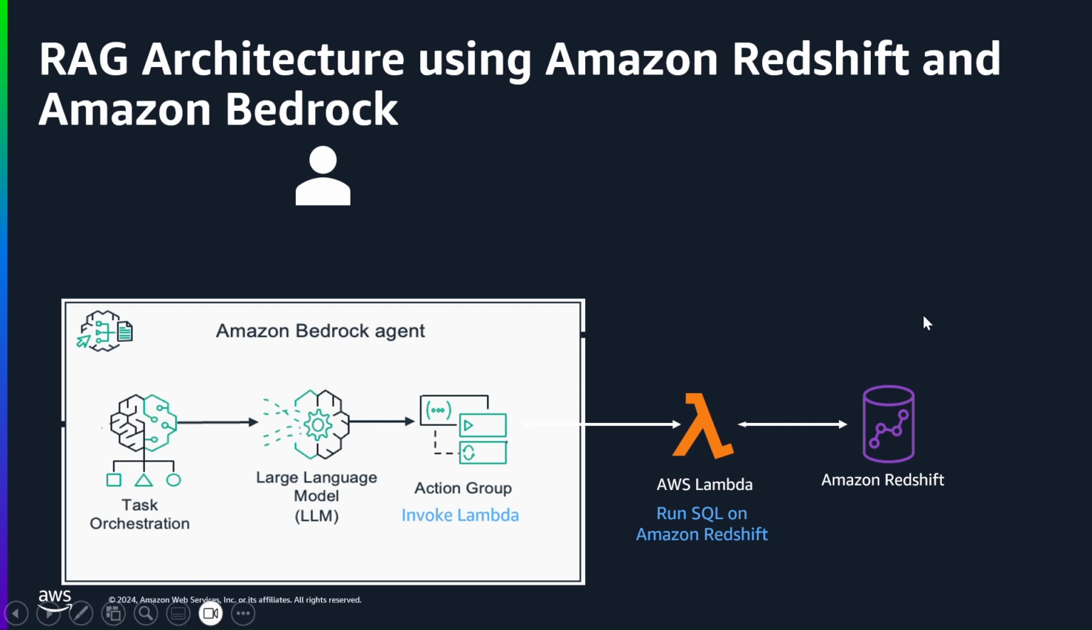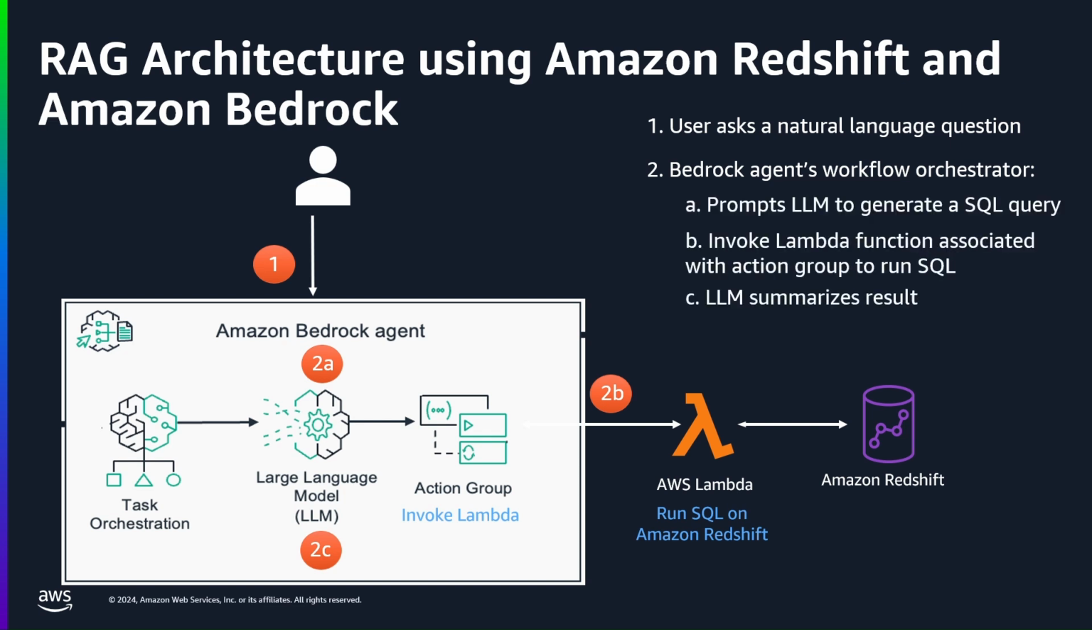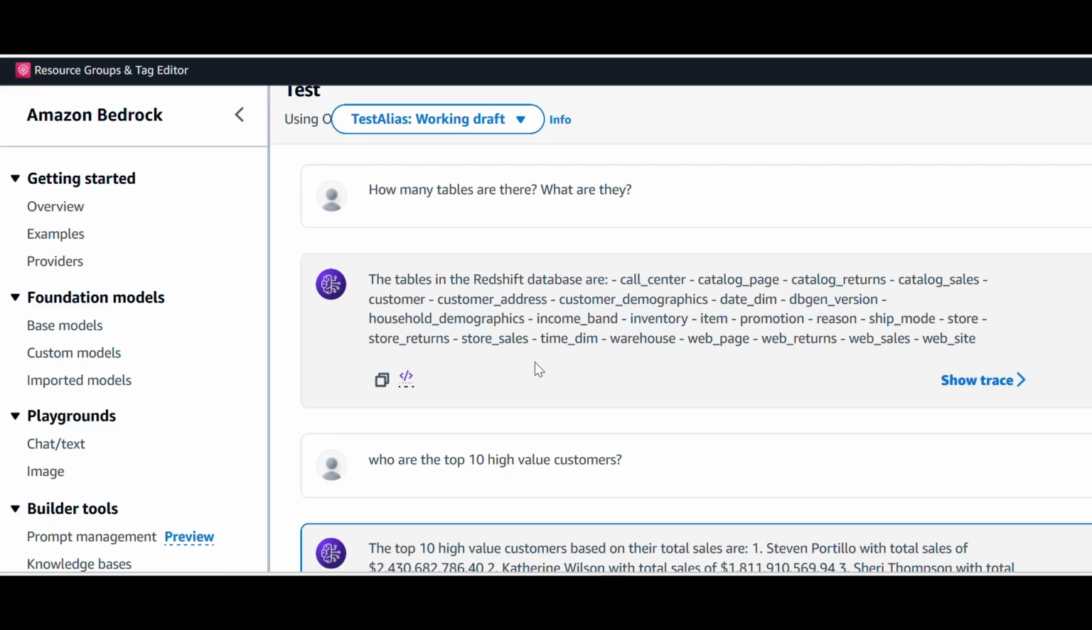First, the user asks a question in natural language. The question is sent to Bedrock Workflow Orchestrator, where it is processed by a large language model. The LLM generates the necessary SQL query based on the schema. This query is passed to the Lambda function, which then executes it on Redshift. The result from Redshift is returned to the LLM, which then summarizes the output and sends it back to you in simple English.